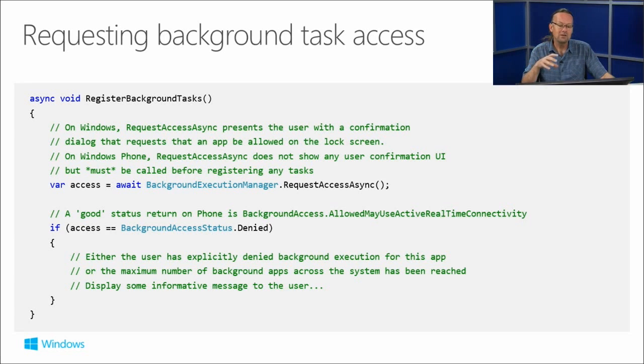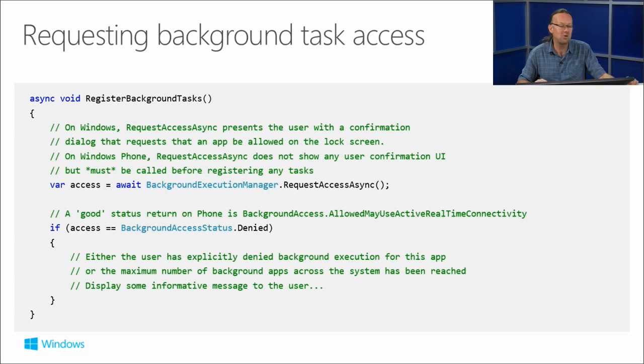On Windows Phone, you still have to call this thing, but it doesn't pop up any UI. There's no user confirmation, but you still need to call it. If you don't call it, your tasks won't run, or they might in certain circumstances run, but with such minimal resources allocated to them that essentially they're going to fail. But you do need to check the status you get back from that, because if you get BackgroundAccessStatus.Denied, that means there's something stopping your background task from running. And this could be the user has turned off background execution for this app, or the maximum number of background apps across the system has been reached.